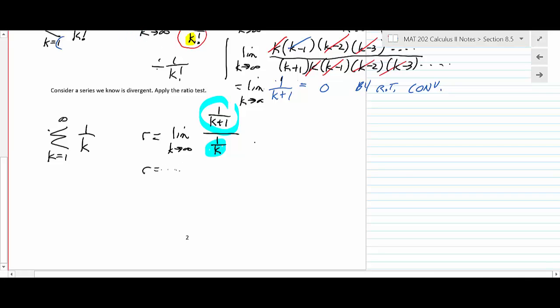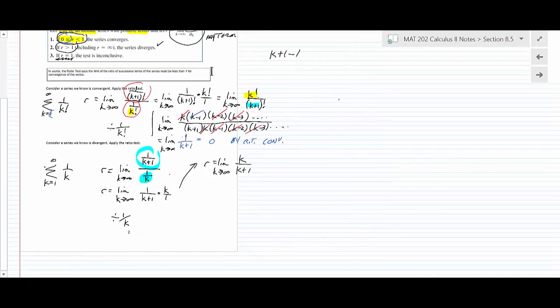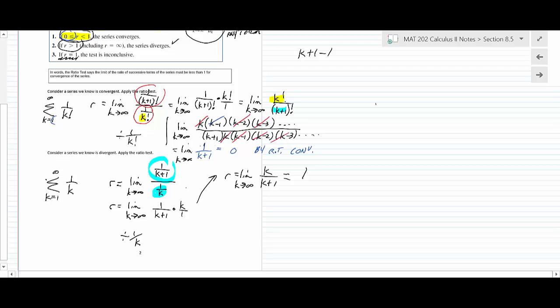Okay? So what we're going to end up having is the limit as k goes to infinity. And again, what you're doing is dividing by 1 over k, right? So that means you're going to have 1 over k plus 1 times k over 1. So that will give you R is equal to the limit as k goes to infinity of k over k plus 1, like that. Now if you go through and do this, what would that limit give you? That would give you 1, wouldn't it? The degree of the top and bottom are the same, or you could do L'Hopital's rule, the derivative of top and bottom is 1, so you get 1.